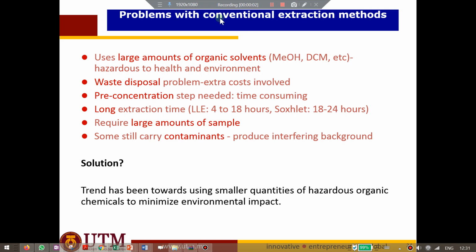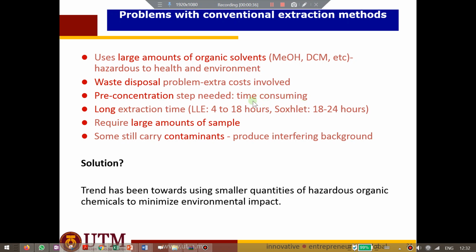Again, here is mentioned the problem with conventional extraction methods: use of a large amount of organic solvent, and so on. Waste disposal problem, extra cost involved, pre-concentration step needed, so it's time consuming, with long extraction time. LLE is not really 4 to 8 or 18 hours. It's about 30 minutes to 2 hours only at most. But Soxhlet extraction, yes, will take a lot of time.